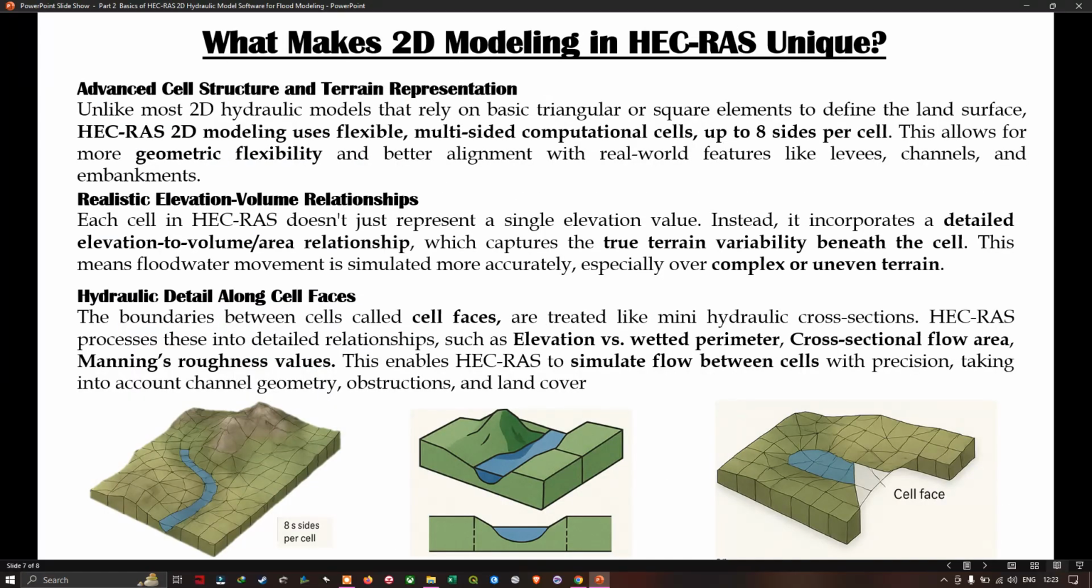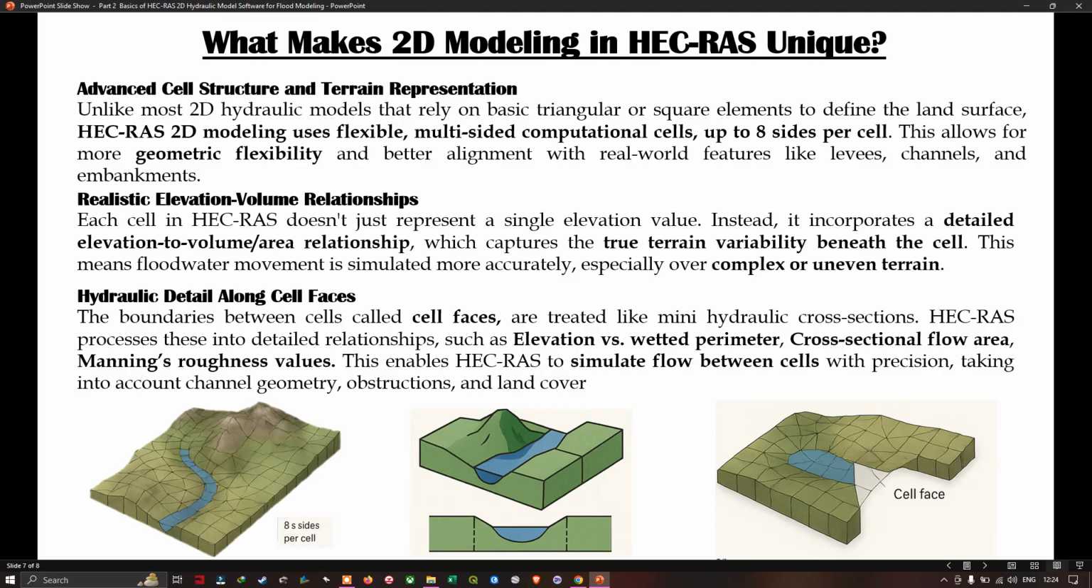And what makes the 2D hydraulic model in HEC-RAS unique? First, the advanced cell structure and terrain representation. Unlike most 2D hydraulic models that rely on basic triangular or square elements to define the land surface, HEC-RAS 2D modeling uses flexible, multi-sided computational cells, up to 8 sides per cell, and this allows for more geometric flexibility and better alignment with real-world features like levees, channels, and embankments.